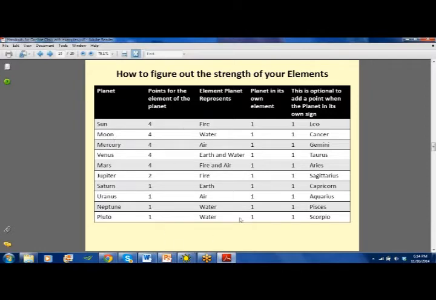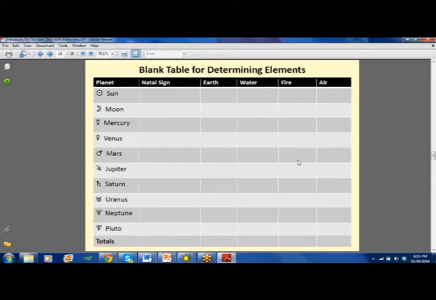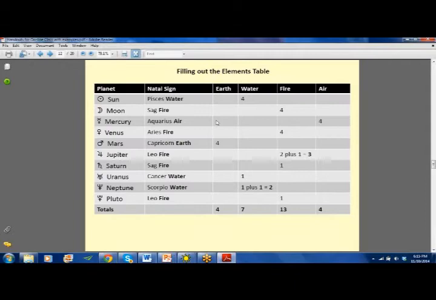So this is how we're going through now. Venus is actually earth and water, Mars is fire and air, and that can be a little bit confusing, I realize, but you can add an extra point if Venus is in either earth or water, or Mars is in fire or air. And then if it's in its own sign, Venus in Taurus or Mars in Aries, you can add another point to that element. So this was the table that you were given to fill out.